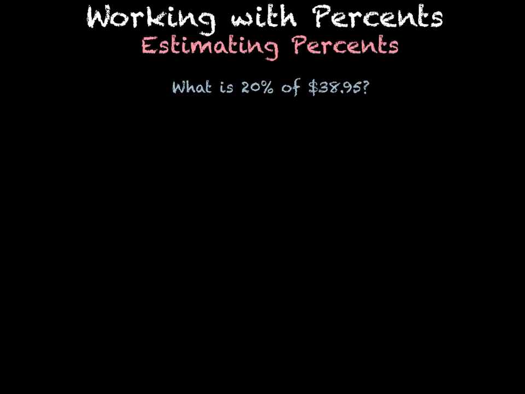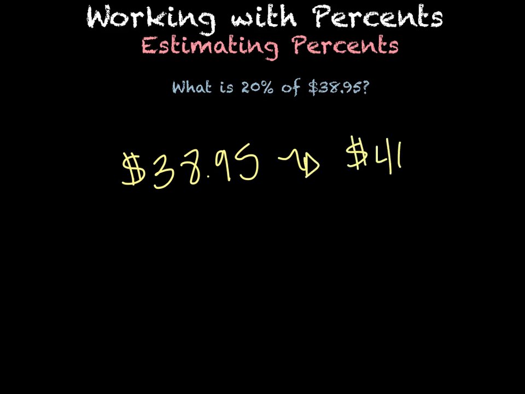And we're going to start with estimating. Estimating percents. So let's look at what is 20% of 38.95. First of all, we're estimating, so we get to make it easier on ourselves. What would you turn this to? I would estimate $38.95 to $40 so that it's easy for us to get an idea of what our answer should be.